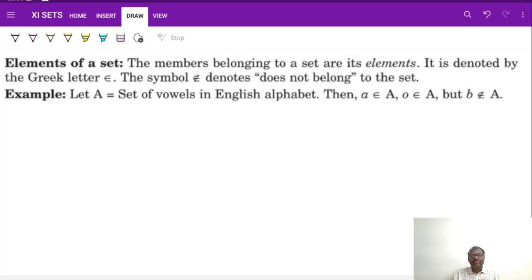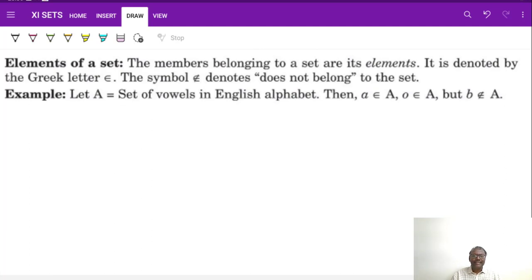Now let us see what are elements of a set. The members belonging to a set are its elements. It is denoted by the Greek letter epsilon. The symbol epsilon with a slash denotes does not belong to, just like equal to with a slash means does not equal to. In the same way, epsilon with a slash means it does not belong to.